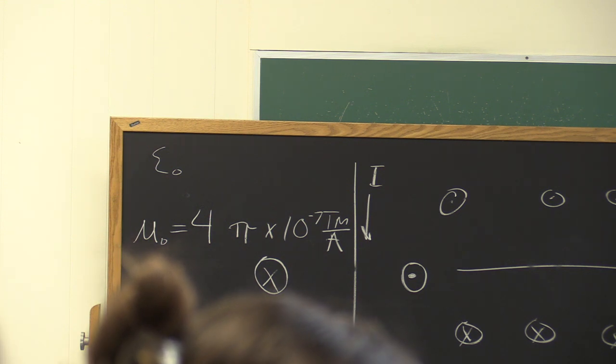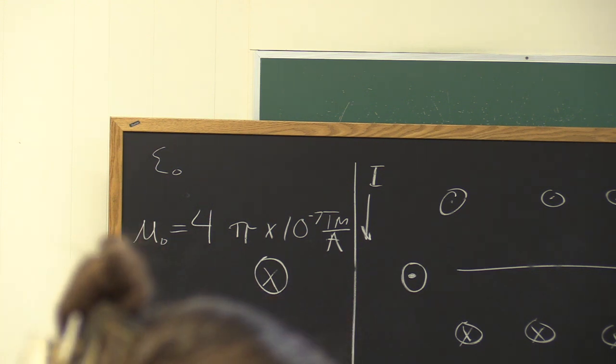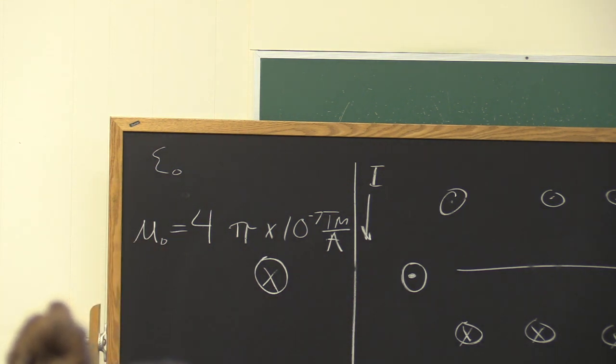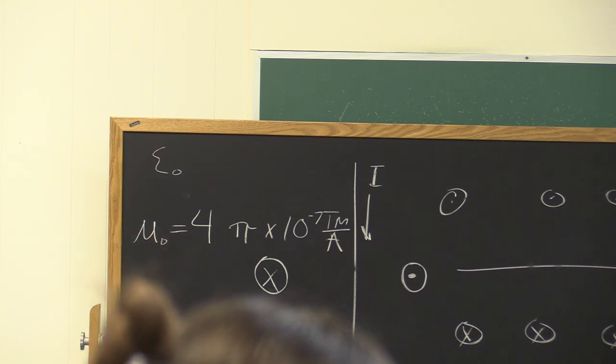Mu naught is a constant. It's a numerical value. It means something, but for the purpose of this equation, it's a number. The number equals 4 times pi times 10 to the negative 7th.